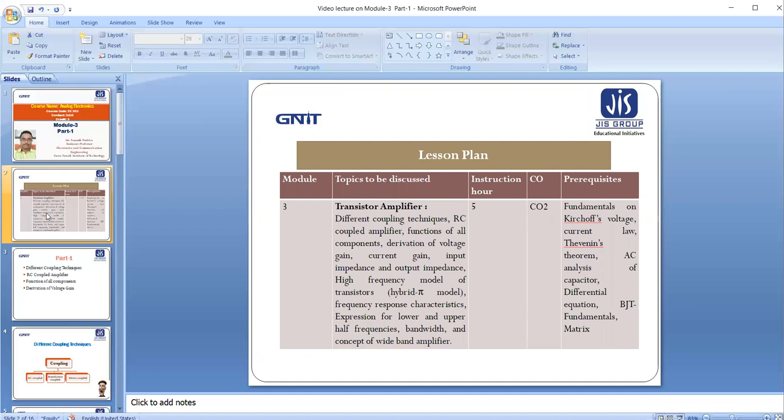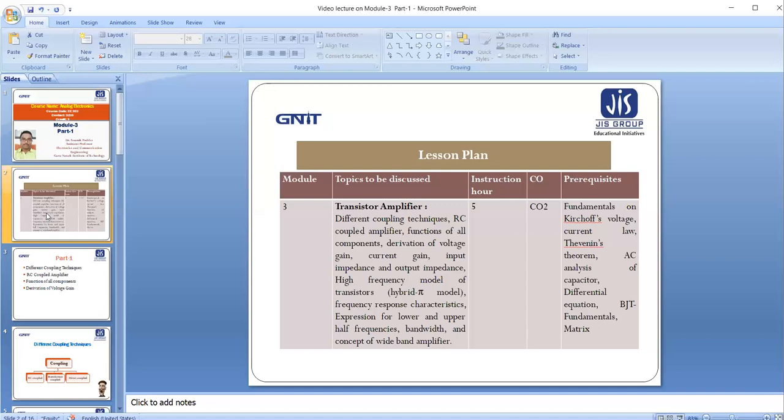The instruction hour is set to be 5, and this module 3 belongs to course outcome 2. That is, after studying this module, the student will be able to analyze the transistor amplifier. The prerequisites to understand this module are fundamentals of Kirchhoff's voltage and current law, Thevenin's theorem, AC analysis of capacitor, differential equation, BJT fundamentals and matrix.